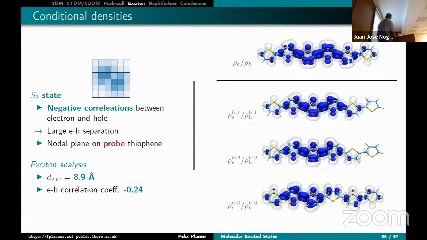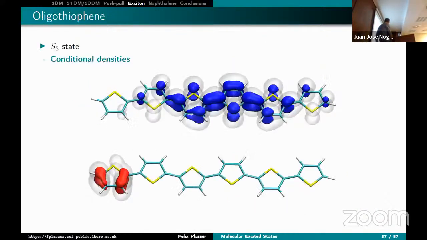And then you can think about this p state. This p state has a much larger exciton size, so we go from the 5 angstrom to now 9 angstrom. And we have a negative correlation coefficient, so the electron and the hole try to avoid each other in space. And you can kind of think about seeing this nodal plane.